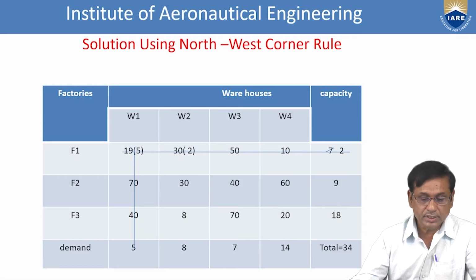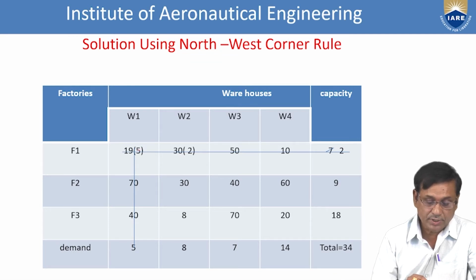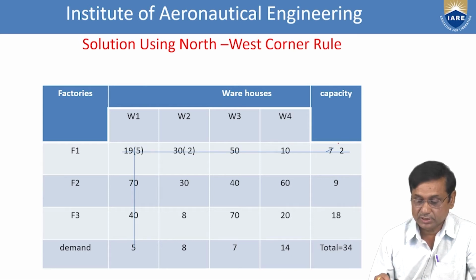Now, in the given problem, the first cell, that is the northwest corner, corresponds to 19. Here the demand is 5 units and the availability is 7 units. So we can assign 5 units here and cross out the column satisfied. The next northwest corner is 30. Here availability is only 2 and demand is 8. So we can assign 2 units and cross out that row.